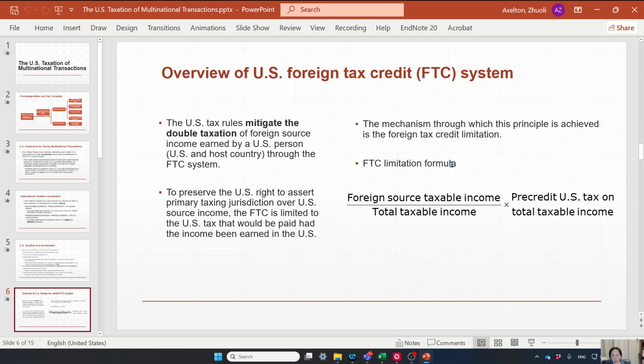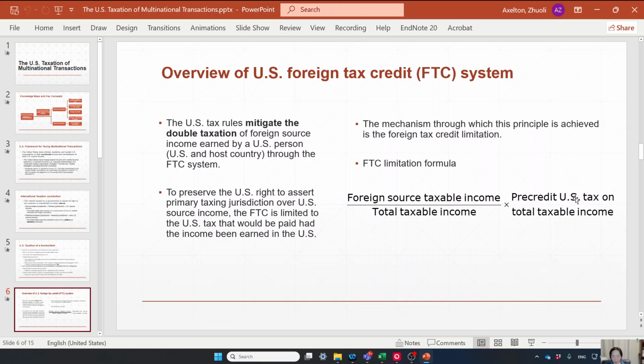And this FTC limitation formula basically uses foreign source taxable income times pre-credit U.S. tax on total taxable income, divided by the total taxable income. In other words, this is the foreign source taxable income times the tax rate in the U.S. It's just a long way to get there.